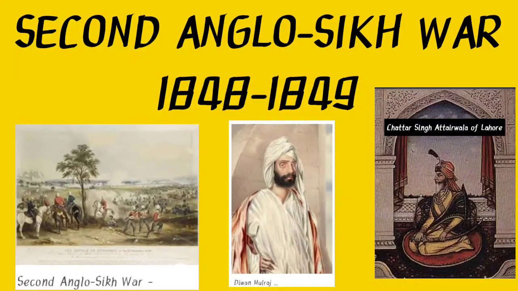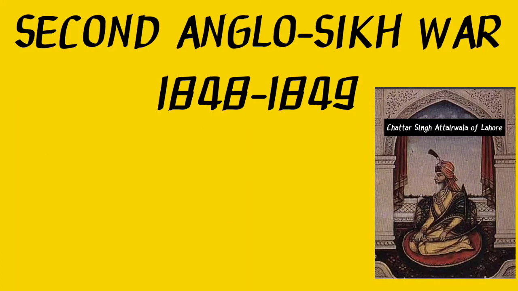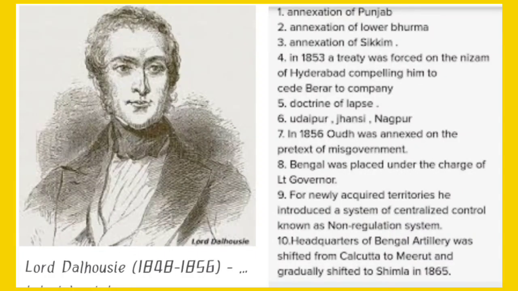Major events. In the battle, armies were led by Chattar Singh in Lahore and Mulraj in Multan. These were the followers of Maharaja Dalip Singh. Again, the Sikhs were defeated by the British. This was the second defeat for the Sikhs in Punjab. Let us see the outcomes. The Sikhs were completely defeated by the British. Finally, Lord Dalhousie merged the state of Punjab with the British Empire.